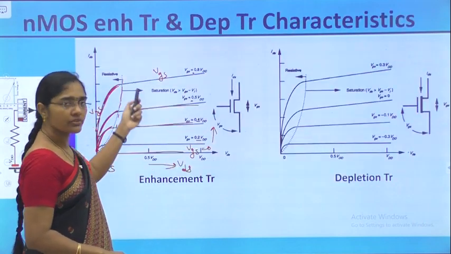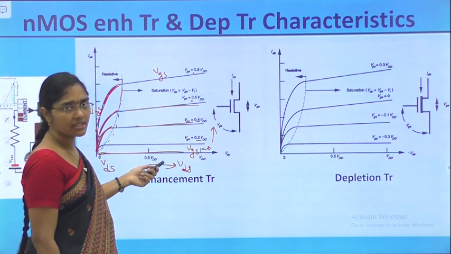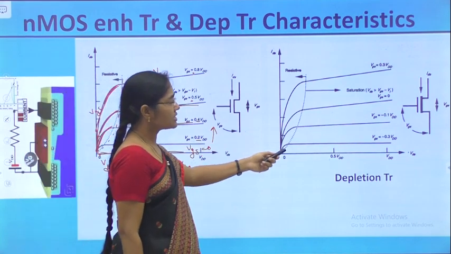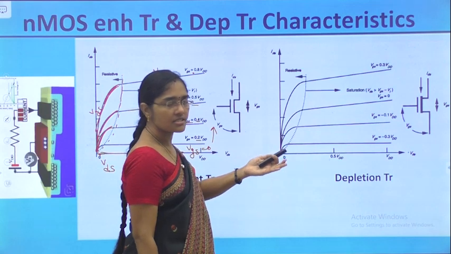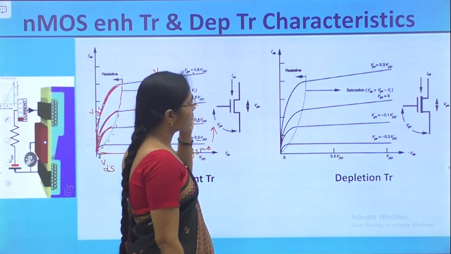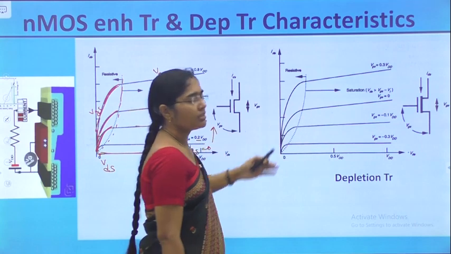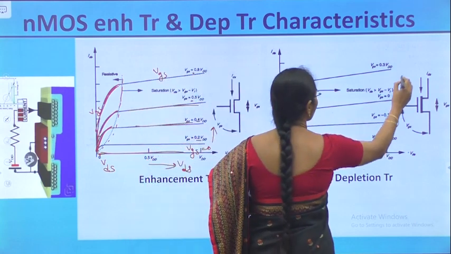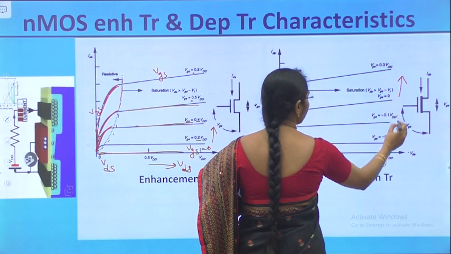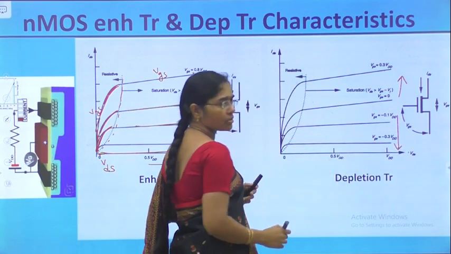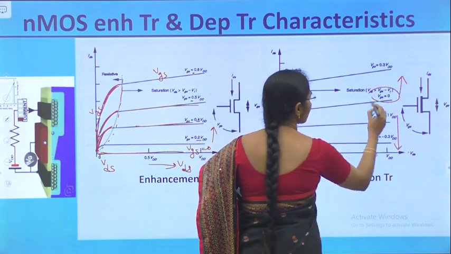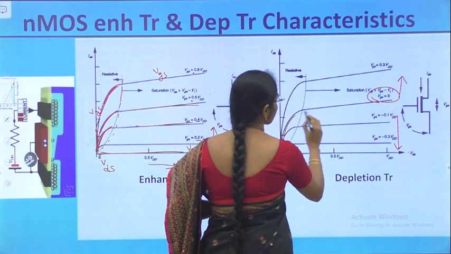That is the representation of the current for the enhancement transistor. Same for the depletion transistor. What is the change? The change is that for VGS equal to 0, there will be some current. Then if you want to increase that current, we have to apply a positive potential, and if you want to decrease it, we have to apply a negative potential. So for VGS equal to 0, there is some current.